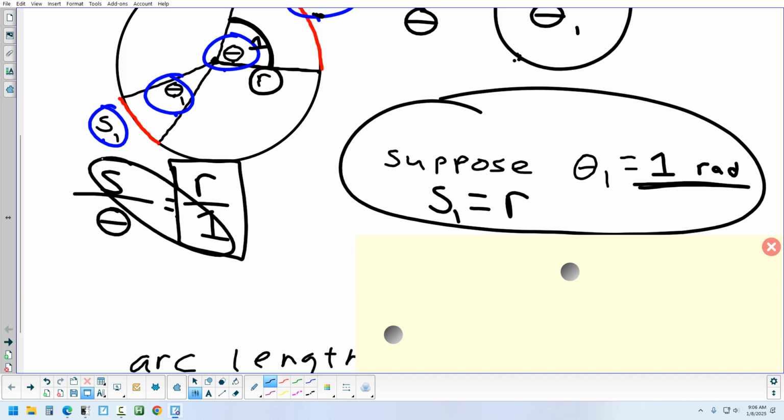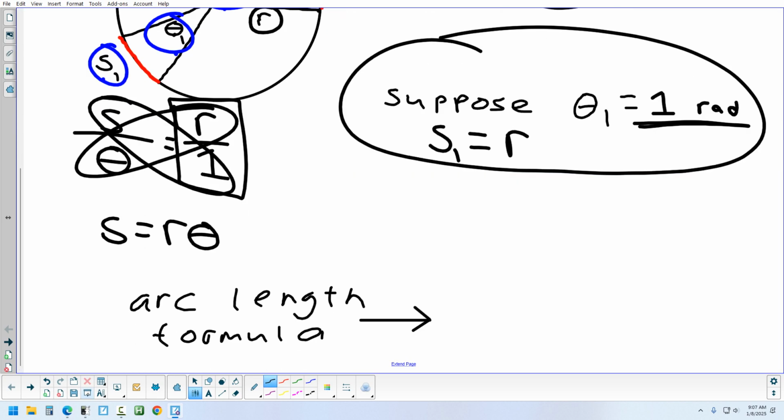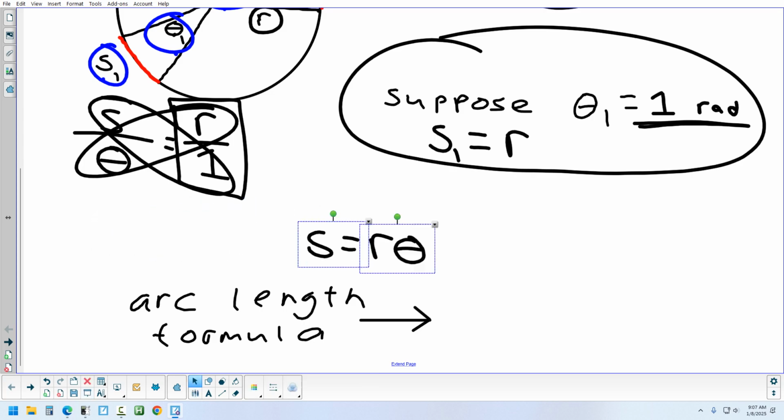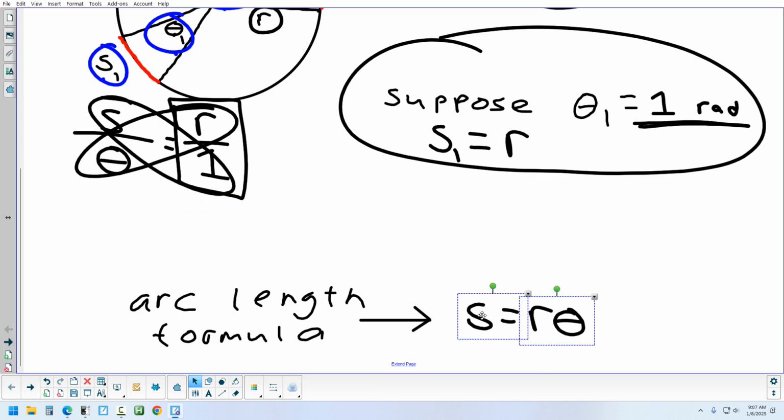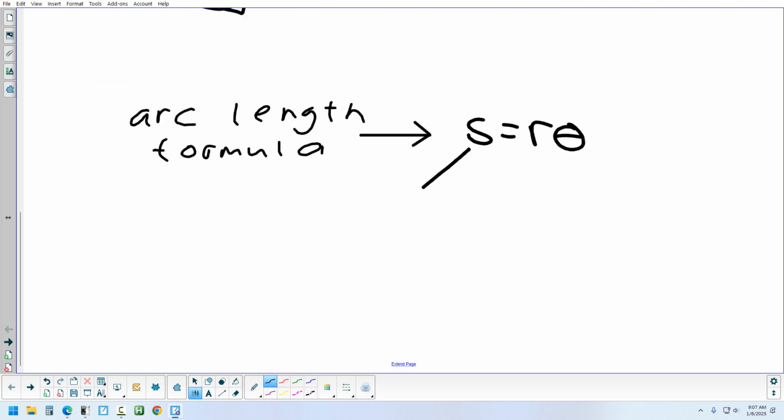What's s times 1? S. And what's r times theta? It would be r and then theta. So if you cross multiply, that's what you get. S equals r theta. And I'm just going to move that over here. That is the arc length formula. S equals r theta. So S is the length of the arc. R is the radius of the circle that you're working with.